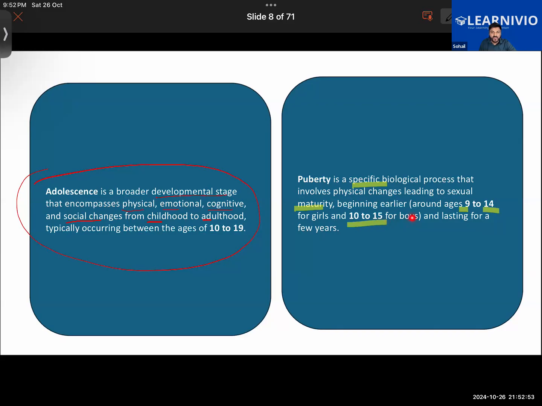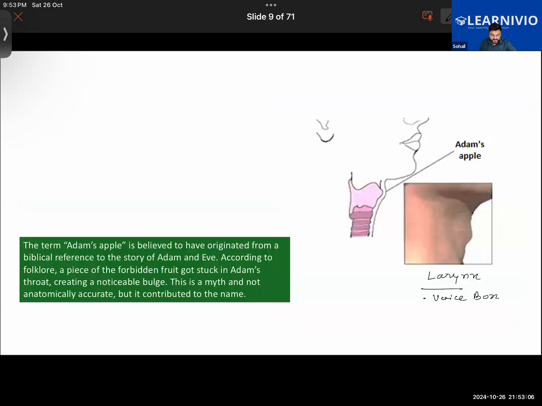So puberty will begin at the age of 9 to 14 in the case of girls, and by the age of 10 to 15 in the case of boys. So it begins early in the female. In the female, puberty begins early. Okay, talking about some of the important physical changes that the body goes through during the age of adolescence.